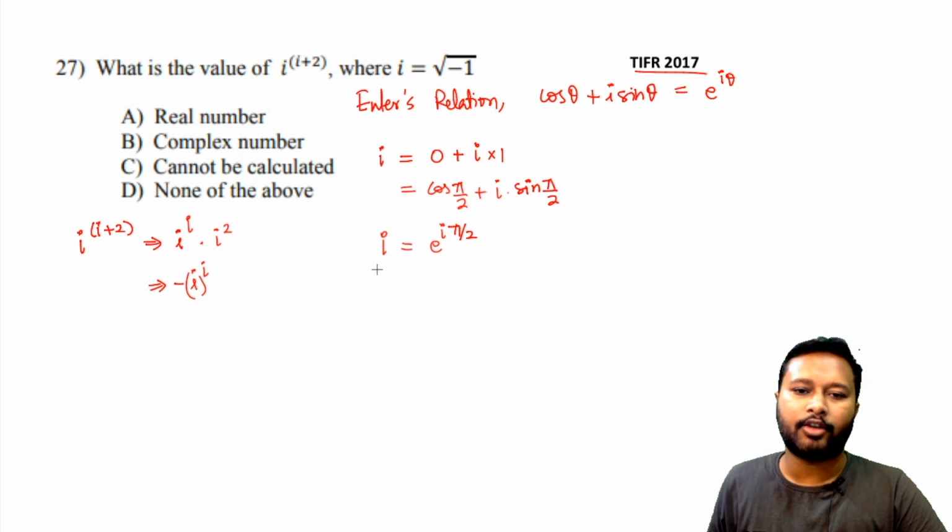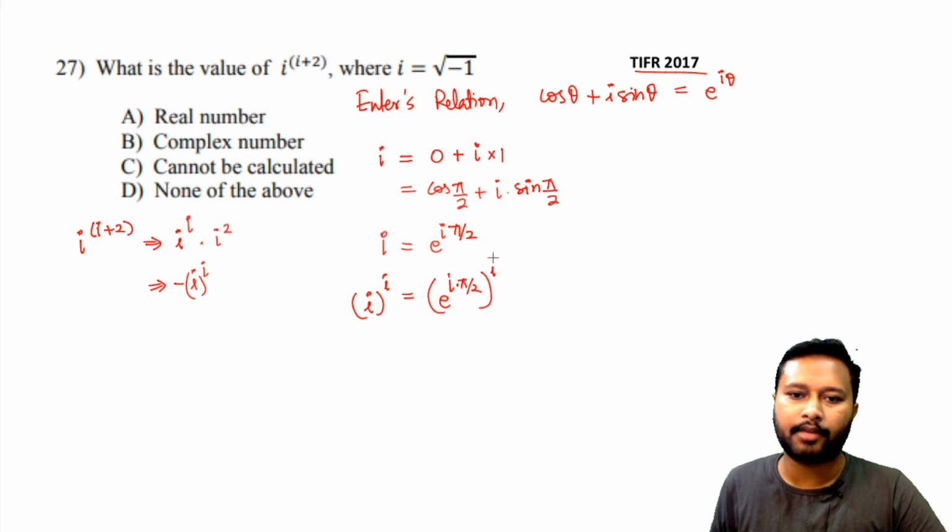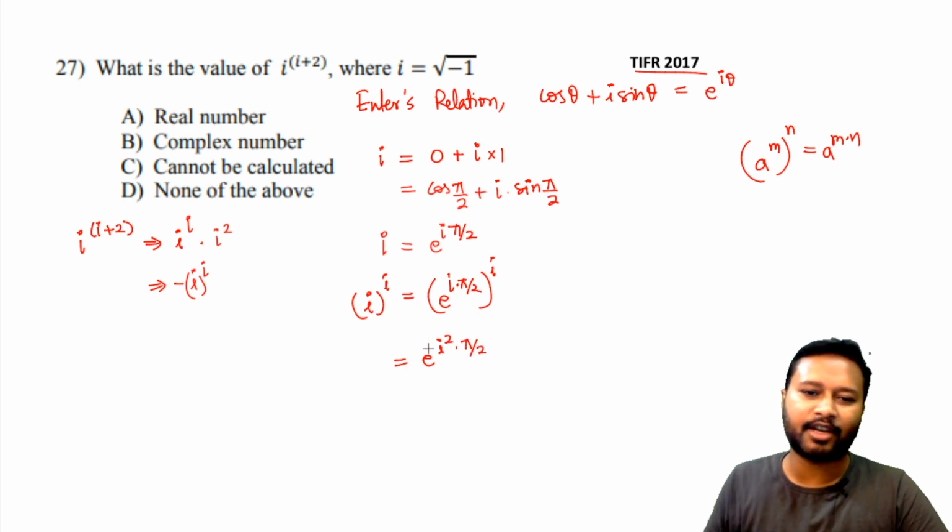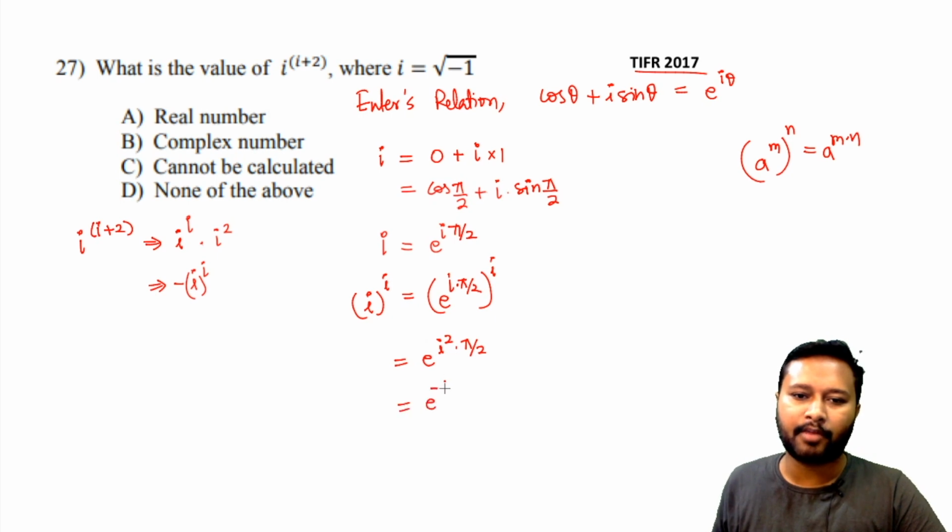Now since I have to solve iota to the power iota, iota to the power iota is nothing but e to the power i into pi by 2, whole to the power i, because in the place of iota I have just substituted the value. Now what's the basic rule? a to the power m, whole to the power n, can be written as a to the power mn. So I'll just multiply these two. So i and i become i square, and this will be e to the power i square times pi by 2. Now iota square is again minus 1, so I substitute that here. So e to the power minus pi by 2.